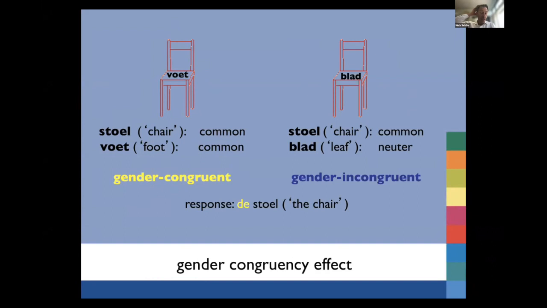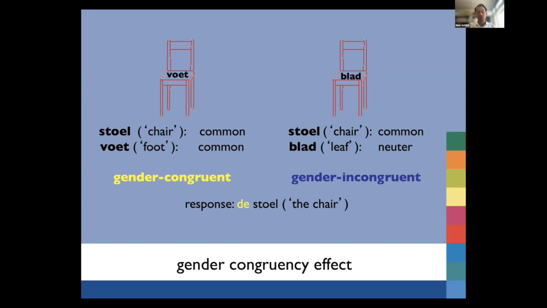So in the gender incongruent condition, the distractor word would have a different gender than the name of the target object. Now, it's important to realize that in both cases, people would have to say something like the chair, for example, or the red chair. You have to decide whether you want a determiner noun phrase or a determiner adjective noun phrase. But in any case, people would have to produce a gender-marked element, like, for example, a determiner. So in this experiment, people said something like a stoel, and they would have to ignore the distractor word.